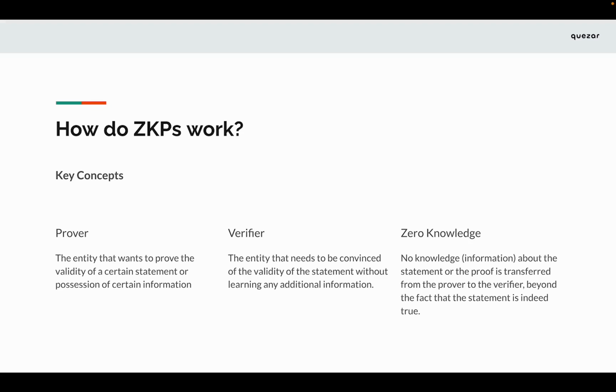Verifier is the entity that needs to be convinced of the validity of a statement without learning any additional information. And the last is zero knowledge. Zero knowledge simply means that no knowledge is transferred from the prover to the verifier beyond the fact that the statement is valid or the prover actually knows something.